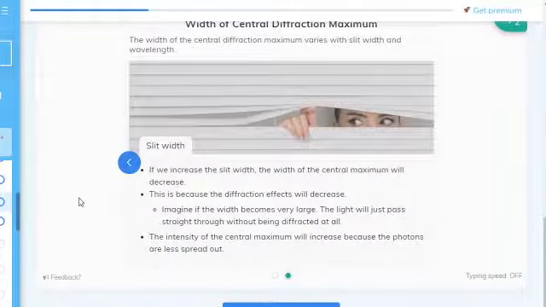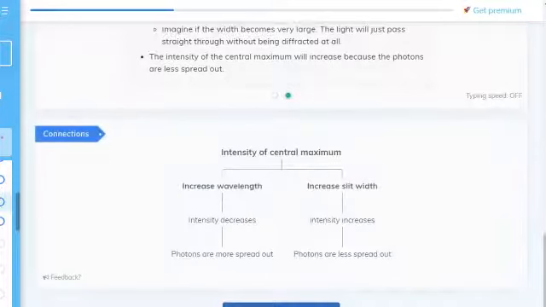Slit width. If we increase the slit width, the width of the central maximum will decrease. That's because the diffraction effect will decrease. So imagine the width becomes really large. The light will pass straight through and it won't be diffracted at all, while the intensity of the central maximum will increase because the photons are less spread out.